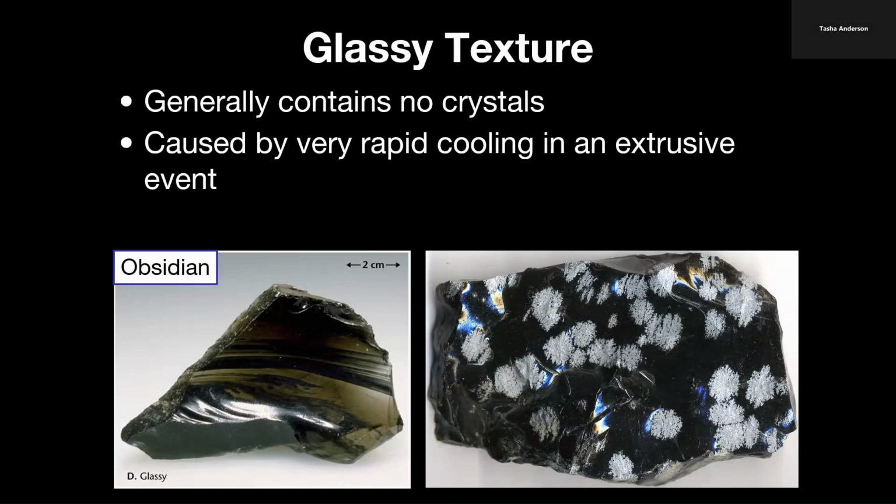Glassy texture forms when lava cools extremely rapidly, usually in high silica content lava. Because the cooling is so fast, no visible crystals can form. Obsidian is a classic example. It's important to remember that glass is not a mineral. This rock simply cooled so rapidly that the crystals could not form. Also, obsidian is considered felsic because it is made almost entirely of silica, even though it appears to be dark.